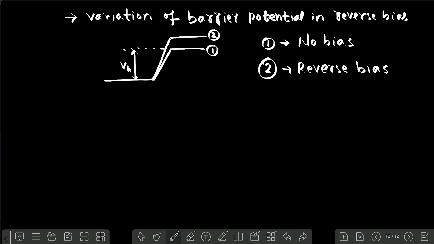So remember this idea about forward bias and reverse bias, or all together the biasing of a PN junction. Clear idea? Okay. Thank you.